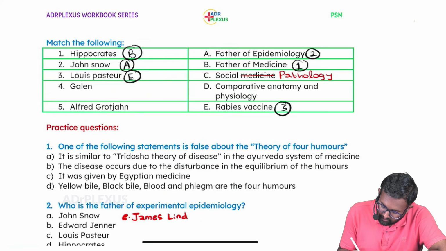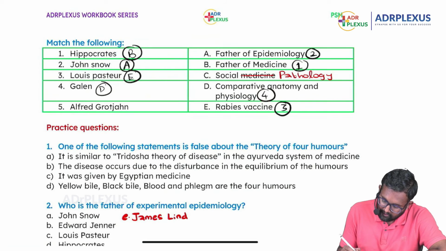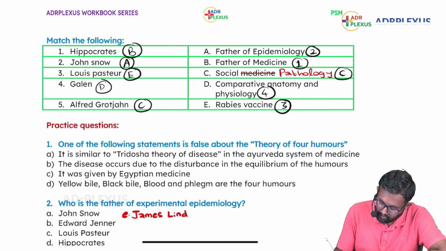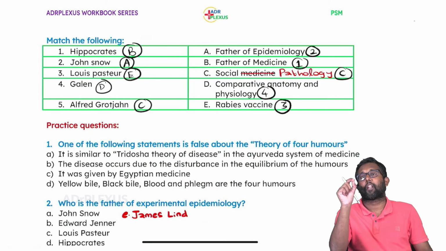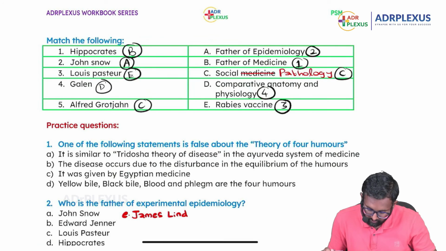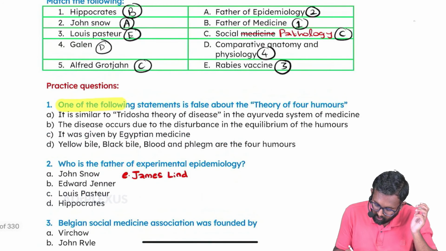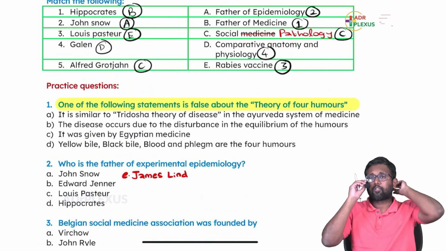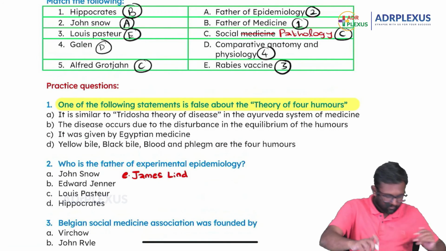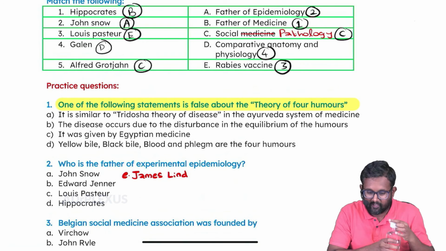Good. Very good. So Galen, comparative anatomy and physiology. Next is Alfred Grotjahn, social pathology. You can change it to social pathology. Now we come to another question. One of the following statements is false about the theory of four humors. Come on, take a guess.